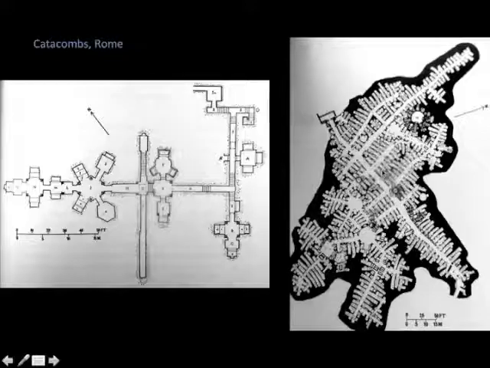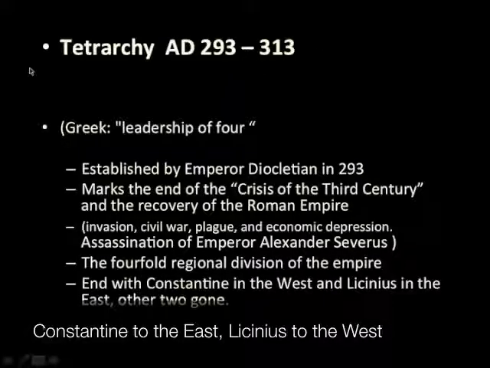This fragmentation of the Roman Empire into first 2 and then 4 goes by various names. When it is the rule of 4, it's called the Tetrarchy. That was established by Diocletian in 293. And this was done really as a way of spreading out control so that the barbarians and the collapse of the economy and various other problems would be dealt with. Constantine is the one who essentially divides the empire between the east and west. Constantine goes to the east, Licinius goes to the west.